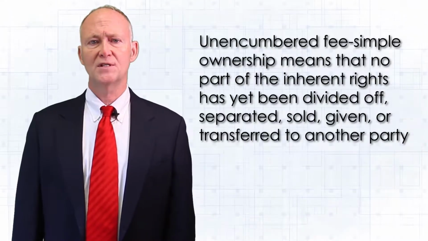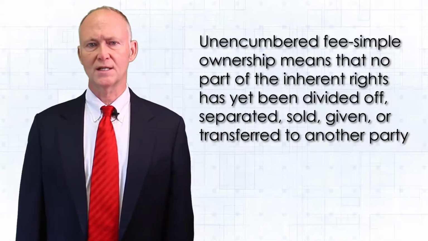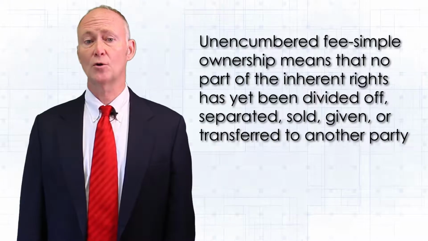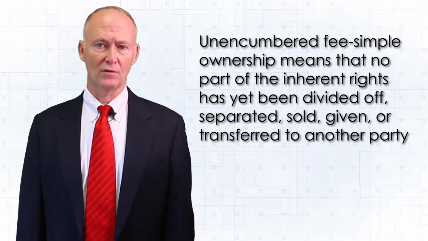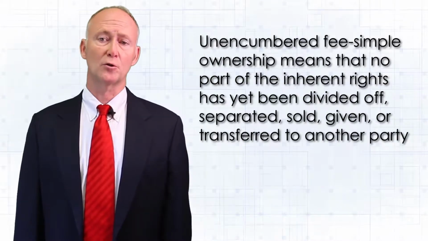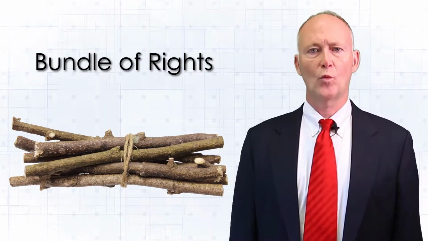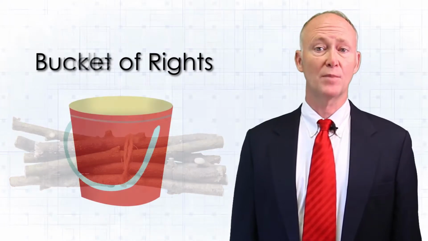So unencumbered fee simple ownership means only that no part of the bundle of rights inherent in the unencumbered fee simple ownership has yet been divided off or separated, sold, or given or otherwise transferred to another party. The paradigm for rights and interests in property is called the bundle of rights and is known as the bundle of rights theory. We prefer to think of this bundle as a bucket.